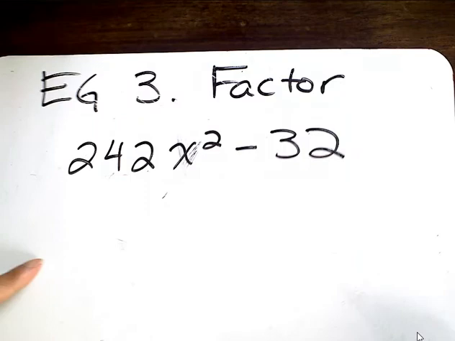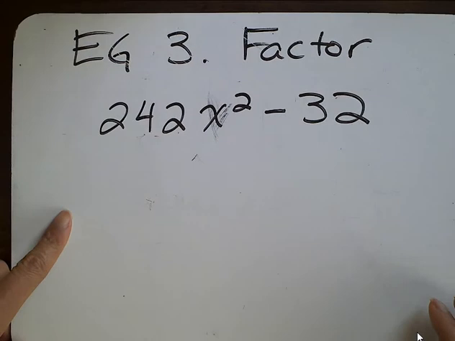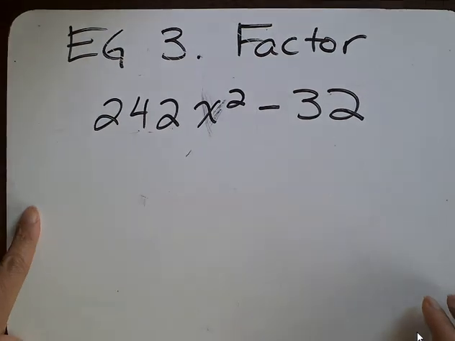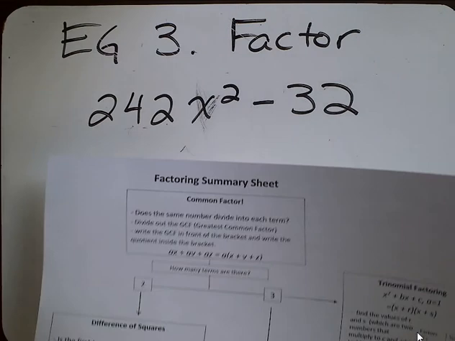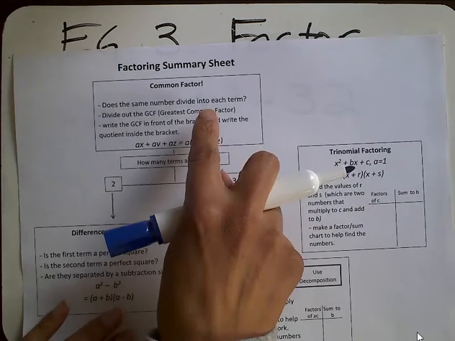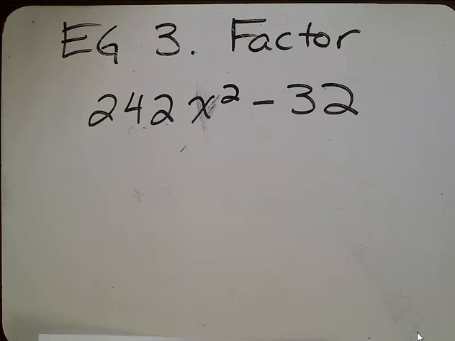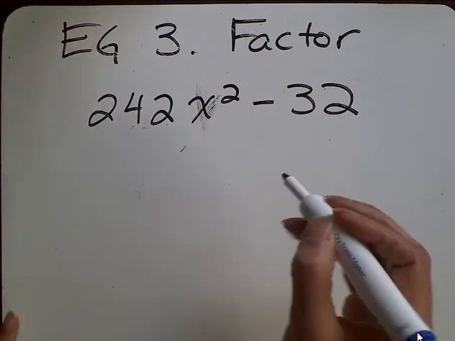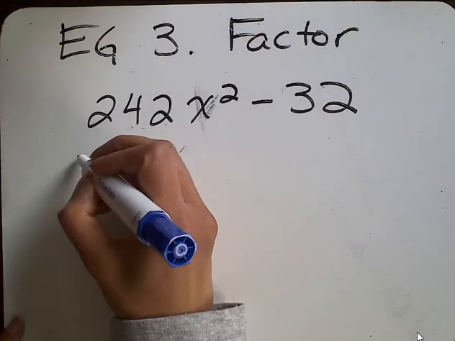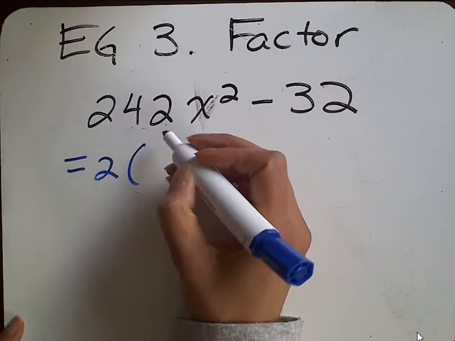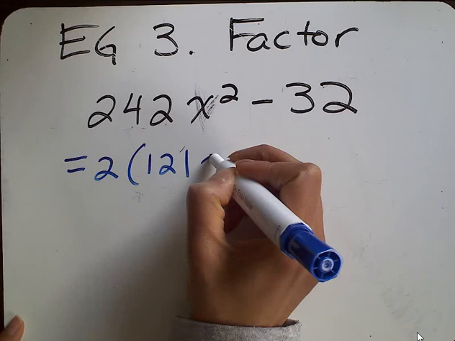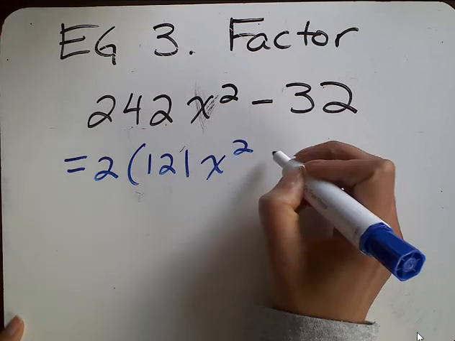This time we want to factor 242x squared minus 32. So, again, using the factoring chart, we want to see if we can common factor first. And we take a look at our question, and yes, we can. There are 2 even numbers, so I'm going to factor out a 2. So when I factor out the 2, I'm left with 121x squared minus 16.